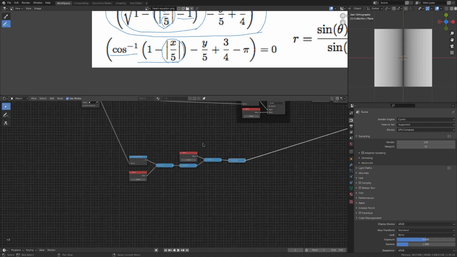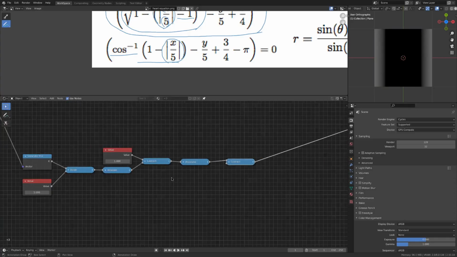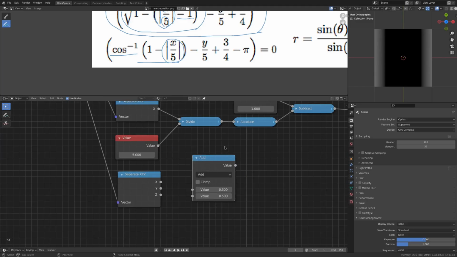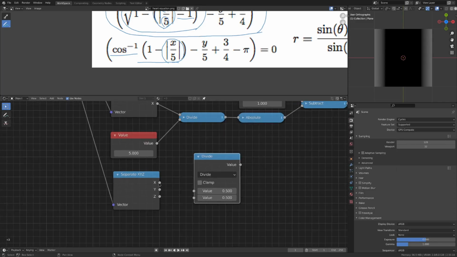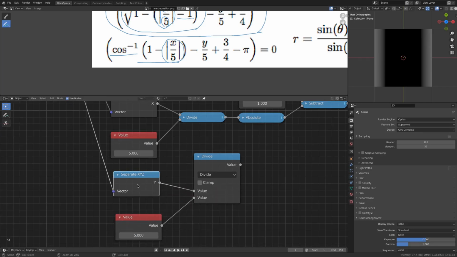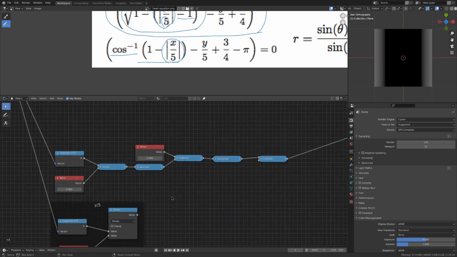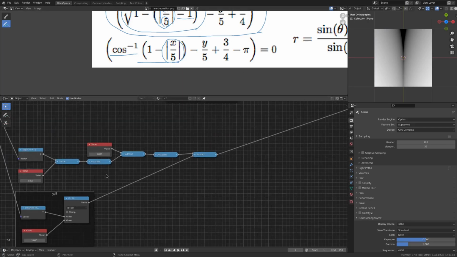So once we are done with this part, we are going to subtract with the y over 5. Subtract with separate x, y, z node. Control H. Math y over 5. So math divide y over, oh, not what, value. Set to 5 and connect to this second socket of divide. And this is y over 5. Control J to make a frame to organize it. Y over 5, and we are going to subtract this with the y over 5 here, and we got this interesting looking one.